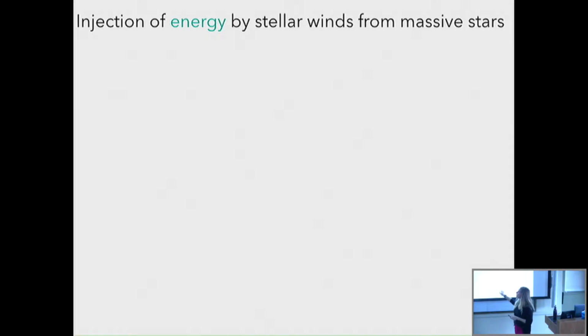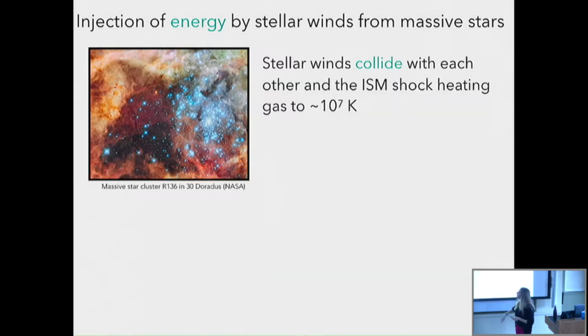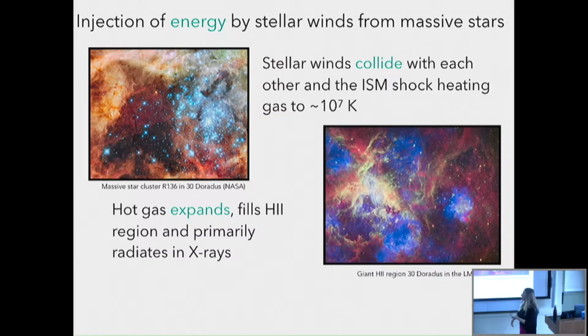I'm going to focus on feedback from stellar winds today. This is R136, a massive star cluster in the LMC in 30 Doradus. You have a lot of massive stars that are densely packed, and these stars give off fast stellar winds that collide with the winds of nearby stars. Then you can shock heat the gas to millions of degrees Kelvin, and that hot gas will adiabatically expand and fill the H2 region.